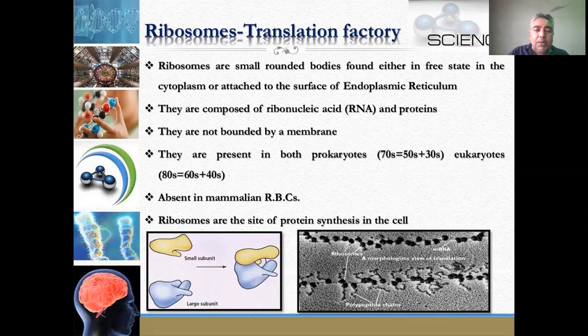They are not bounded by membrane. They are membraneless cell organelles. They are present in both prokaryotes, that is 70S, and eukaryotes, that is 80S. Absent in mammalian RBC, ribosomes are the site of protein synthesis in the cell.